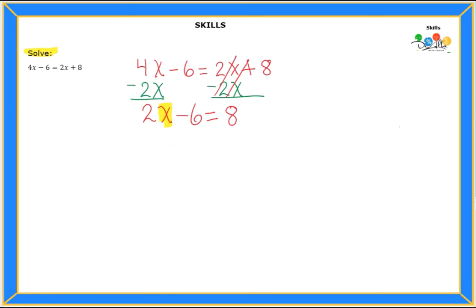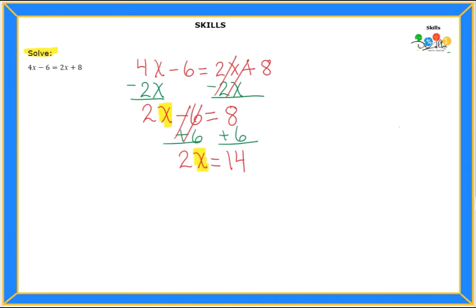So what do I need to do next? Well, I need to get rid of the constant, which is minus 6. And the way that I get rid of a minus is by adding 6 on both sides. Okay? So what's going to happen to my 6? Well, they cancel, right? And I'm going to end up with 2x equals 8 plus 6 is 14. Now, notice how x looks like in a better shape because it only has a 2 next to it, right? That's the whole idea.